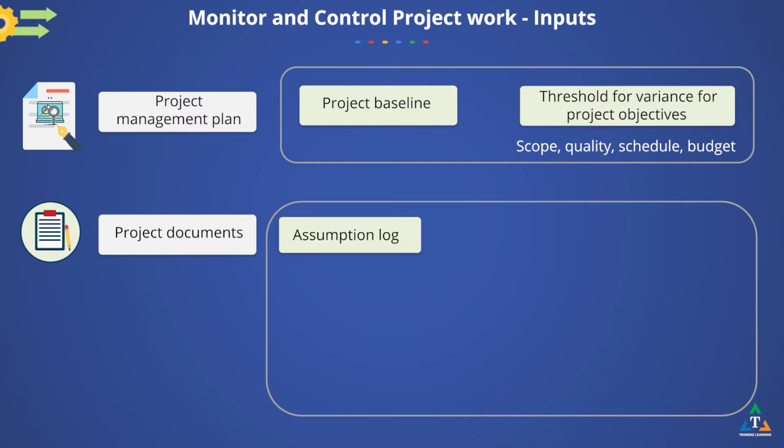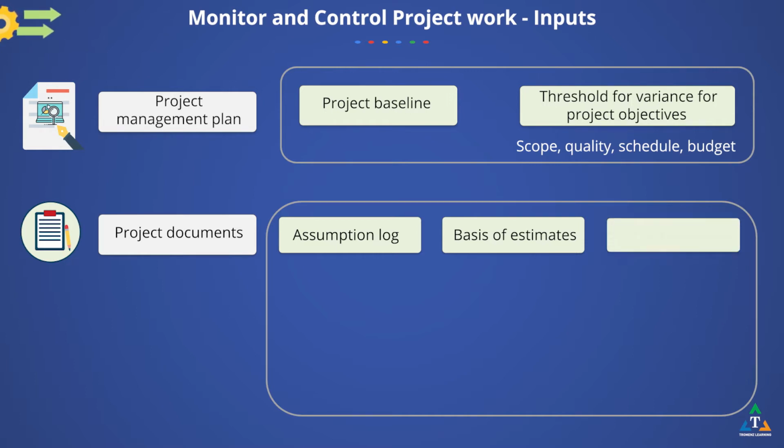The assumption log contains information about assumptions and constraints identified as affecting the project. Basis of estimates indicates how the various estimates were derived and can be used to make a decision on how to respond to variances. The cost forecasts are used to determine if the project is within defined tolerance ranges for budget and to identify any necessary change requests based on the project's past performance.